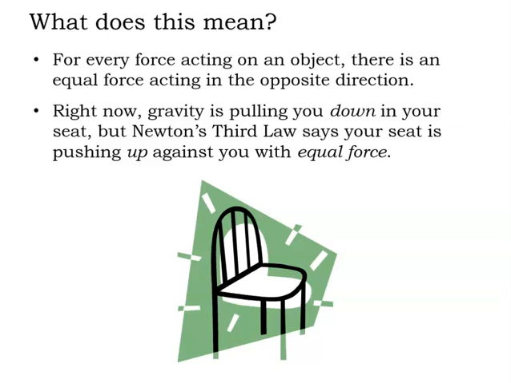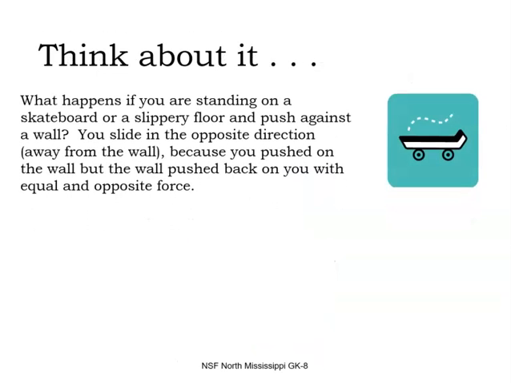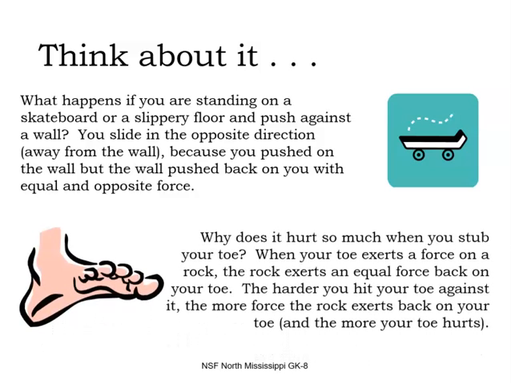So right now, as you're sitting in your chair, gravity is pulling you down into your seat, but according to Newton's third law, your seat is pushing up against you with an equal force. What happens if you're standing on a skateboard or a slippery floor and you push against the wall? You're going to slide in the opposite direction, away from the wall, because you pushed on the wall, but the wall pushed back on you with equal and opposite force.